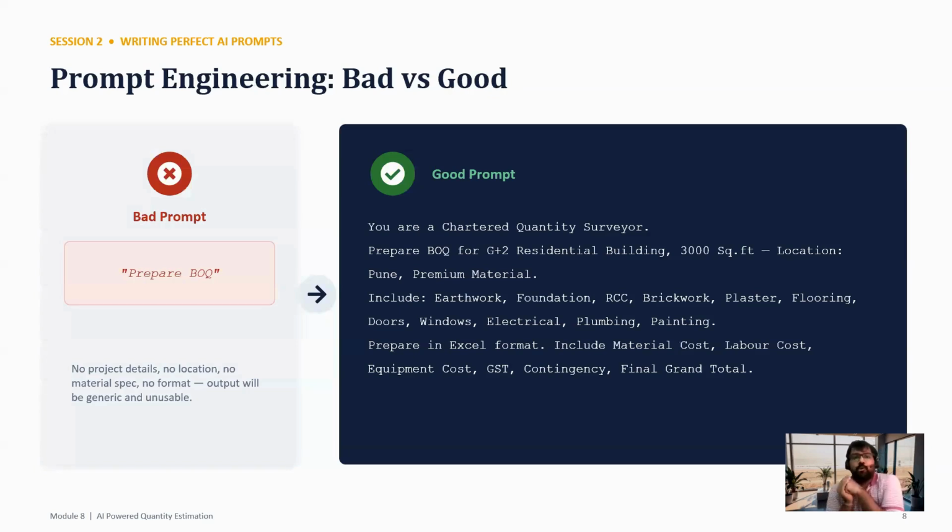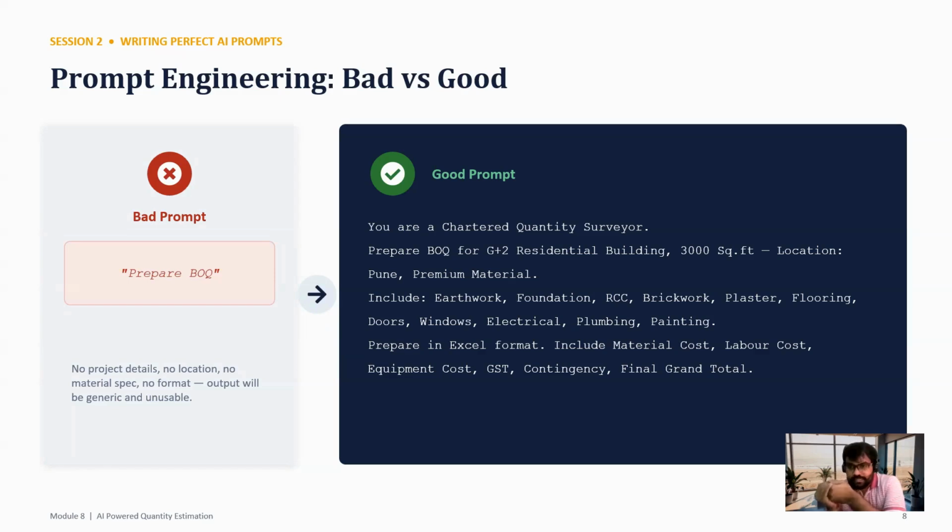So bad prompt and good prompt. What is the difference? Bad prompt: prepare a BOQ. It is a bad prompt because you don't give any project details, location, material specification, format, nothing. You just say prepare a BOQ. Then what is a good prompt? You are a chartered quantity surveyor, so you are using ChatGPT or Claude as your assistant. So you need to give that role.